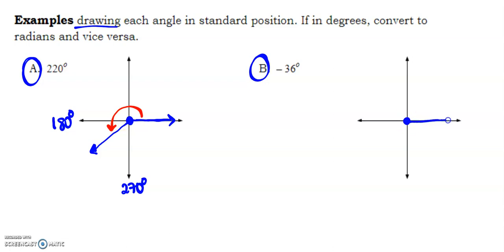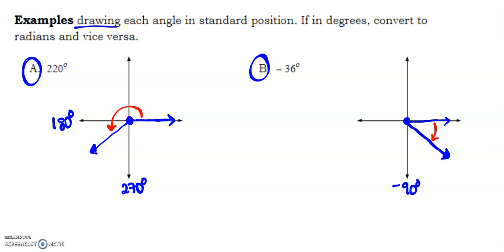Then let's try drawing this negative angle. Same starting point: start at the origin and draw our initial ray going out. Negative 36. If this ray pointing down is at negative 90 degrees, this is definitely going to stay in the fourth quadrant at negative 36 degrees, and it's going to have an arrow showing that it went down to get to that point.